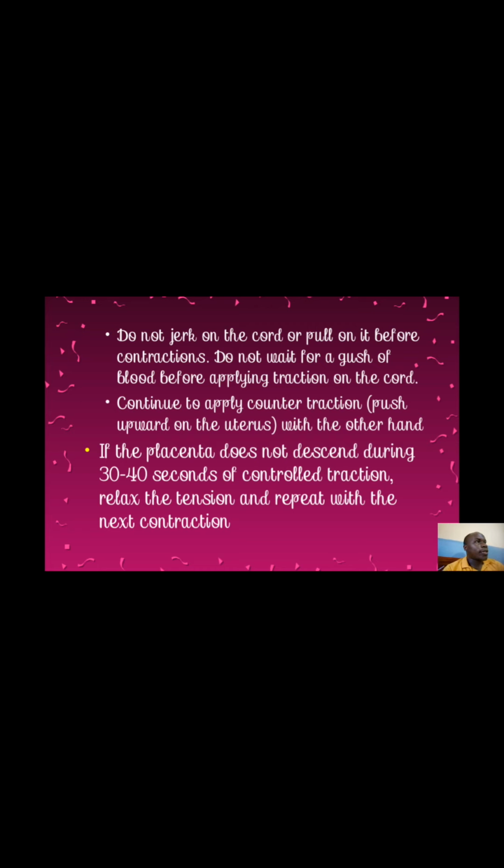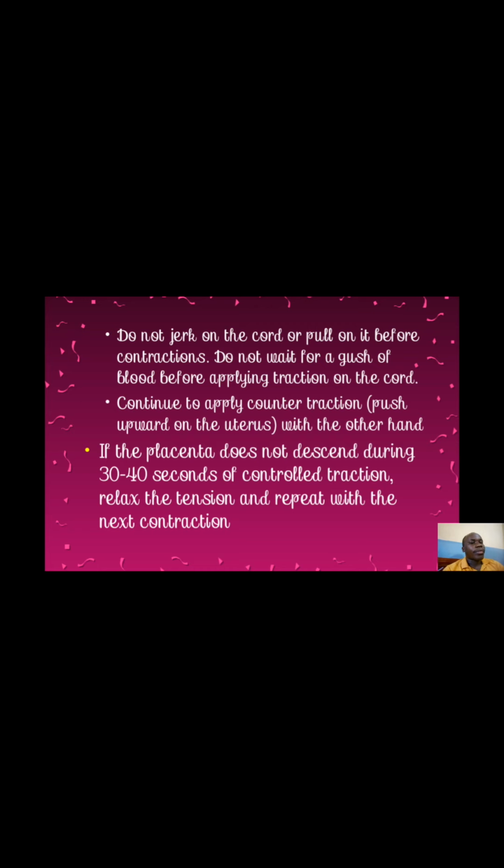kwa sababu hii sio expectant au sio traditional au sio passive management. Hapa tusubiri nini? Signs of placenta separation kama gushing blood. Hapo tunafanya baada ya mama tu anapojisikia uchungu, tunafanya hiyo controlled contraction. Continue to apply countertraction or push upwards on the uterus with the other hand. Nimeshaelezea. And if the placenta does not descend during 30 to 40 seconds of controlled traction, relax the tension and repeat with next contraction.